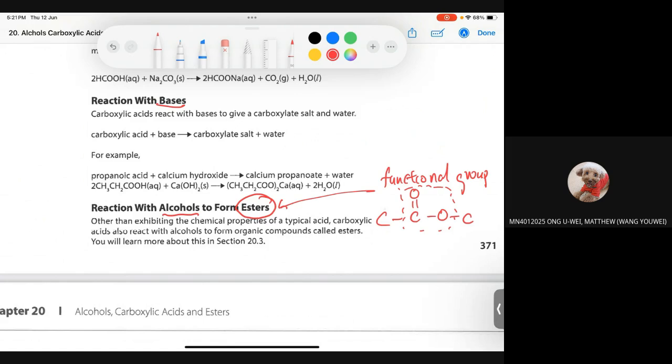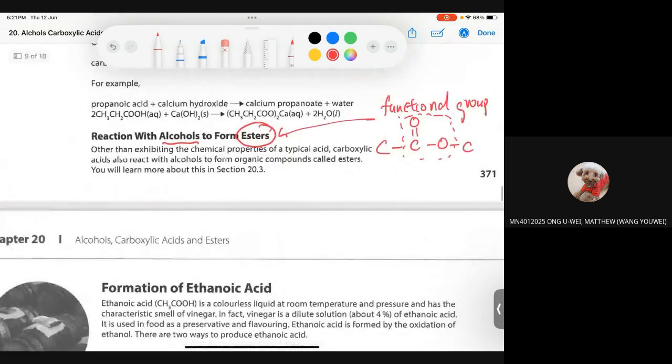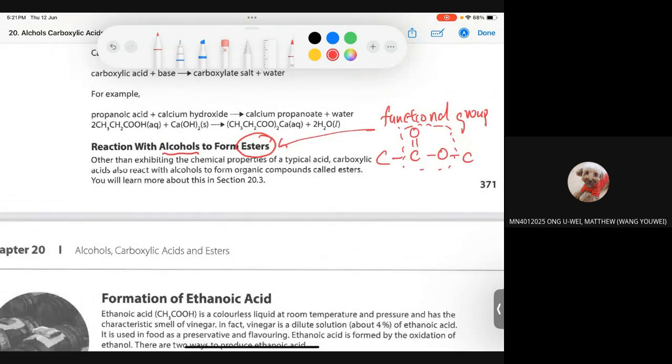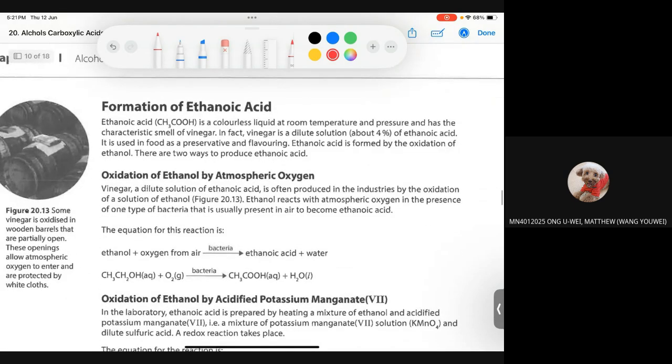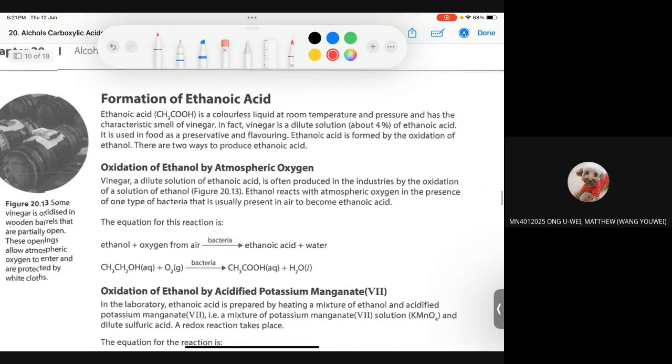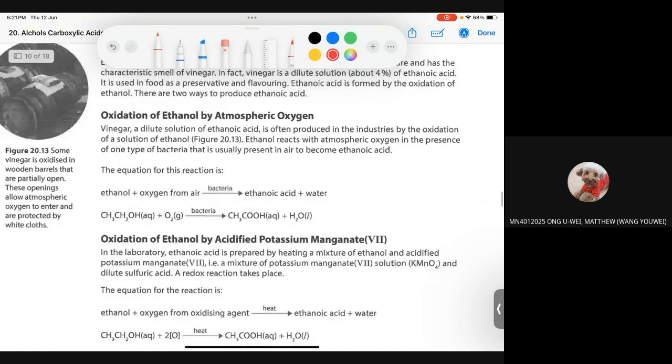Okay, so let's carry on. You need to learn the reactions. 20.3 is later on, so later on you will see this a bit more in detail. Next one, formation of ethanoic acid. This is the one that I mentioned. So how can I get my acids? I told you ethanol can undergo oxidation. Here, ethanol plus oxygen from the air with bacteria present, you get ethanoic acid and water. This was what we went through just now as well.